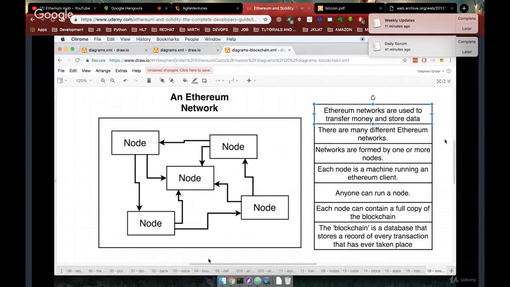The first thing we need to understand is that when we work with Ethereum, we are working with a network of computers. These networks are used to transfer money between different parties, like you and me, and they're also used to store data. The transfer of money and the storage of data are what allows us to create interesting applications, which remember is the entire goal of Ethereum.